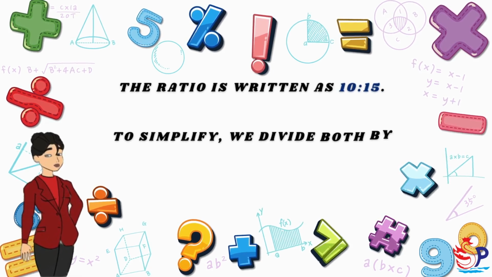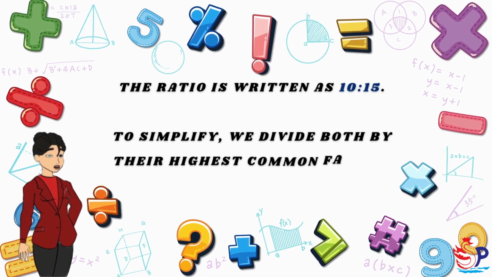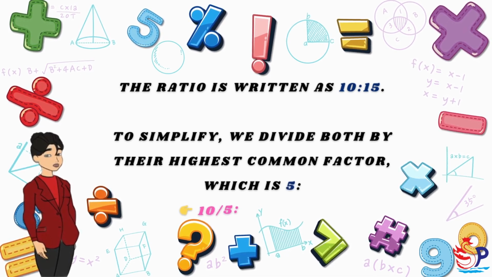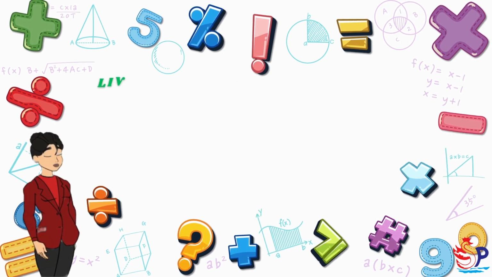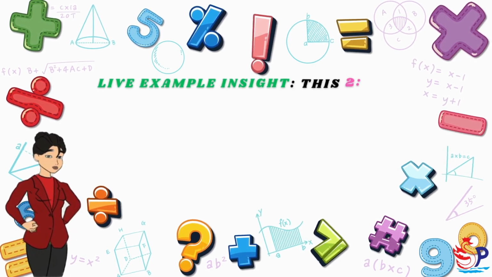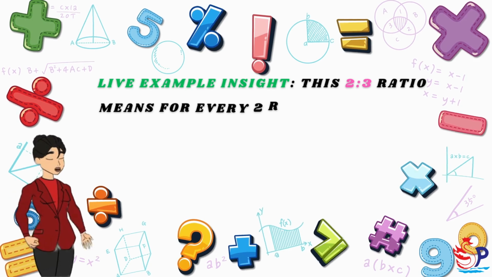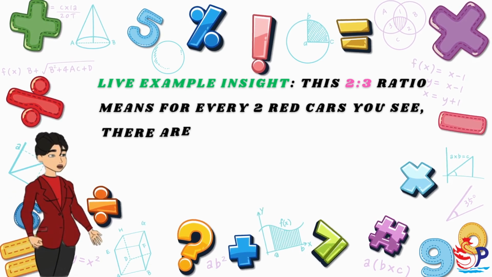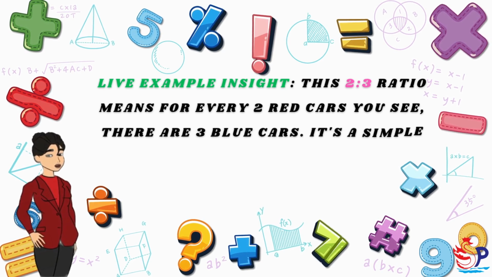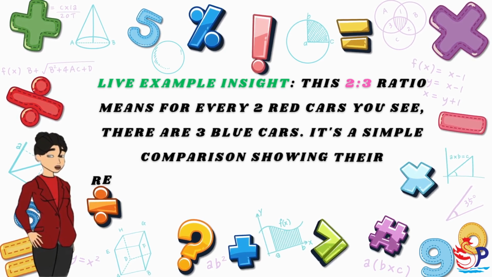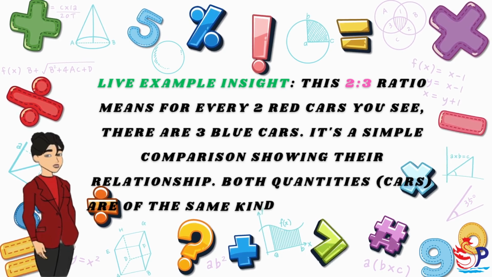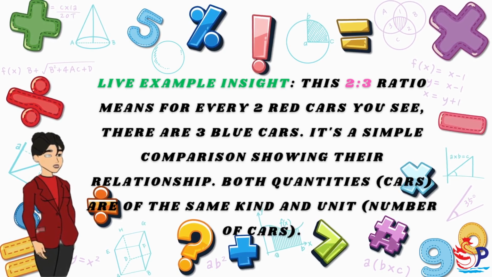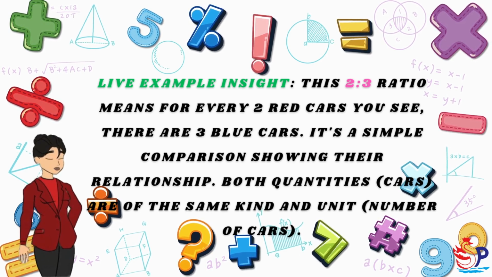To simplify, we divide both by their highest common factor, which is 5. 10 by 5 is to 15 by 5, which is equal to the ratio 2:3. Live example inside. This 2 is to 3 ratio means for every 2 red cars you see, there are 3 blue cars. It's a simple comparison showing their relationship. Both quantities, cars, are of the same kind and unit, number of cars.